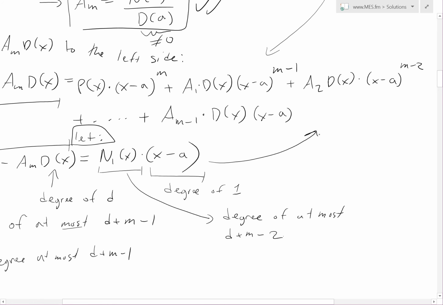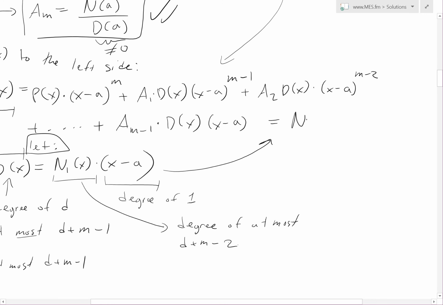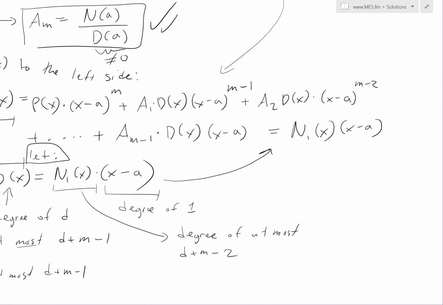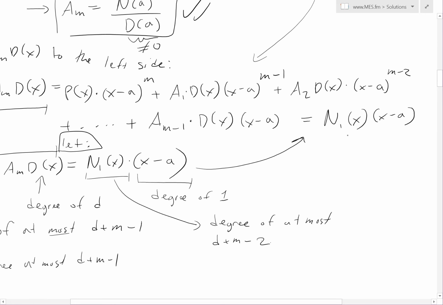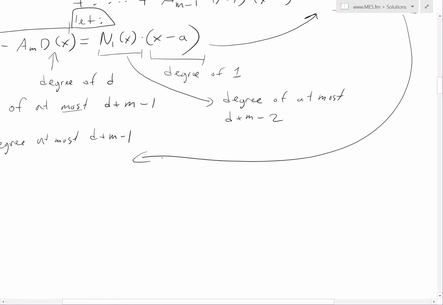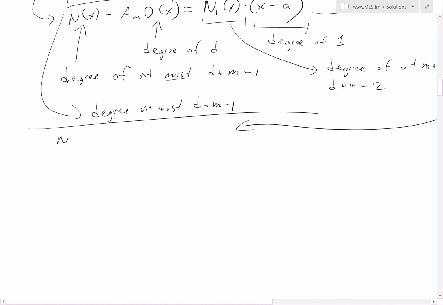So let's put that right here. This equals n1 of x times x minus a. So n1 is just a random polynomial we chose, and now we've defined that it has degree at most d plus m minus 2. So if we do this, now we divide both sides by x minus a.